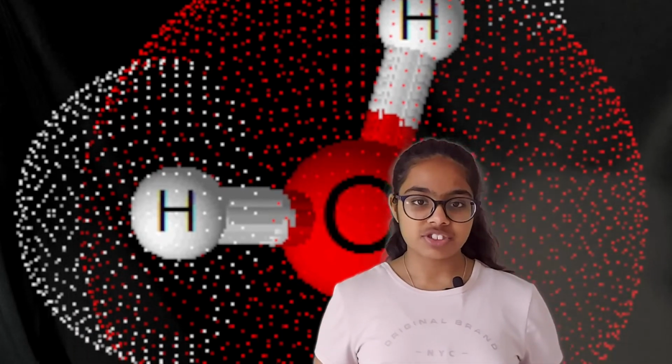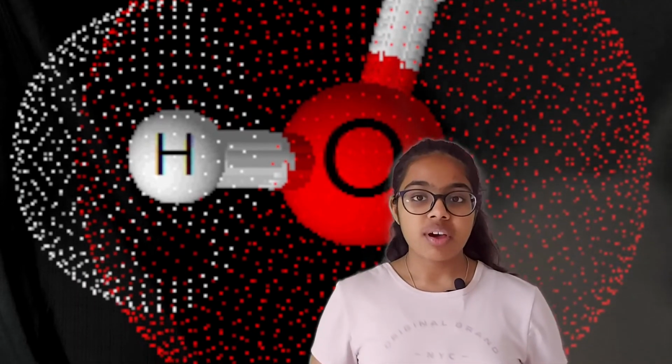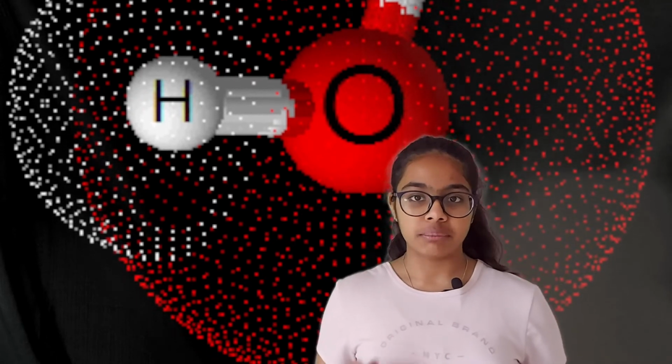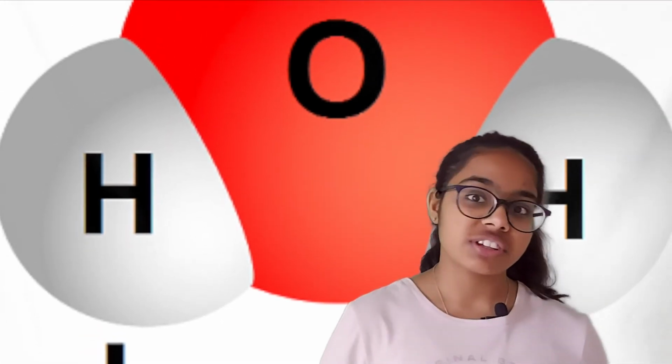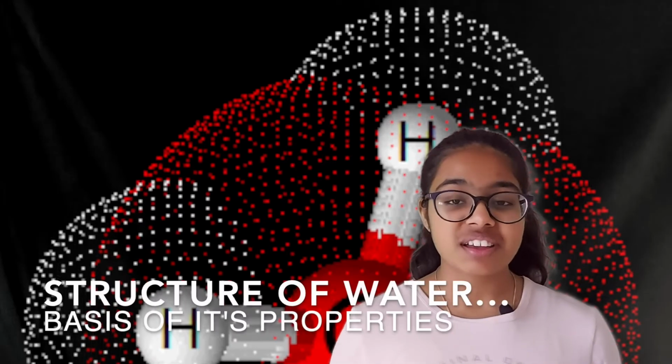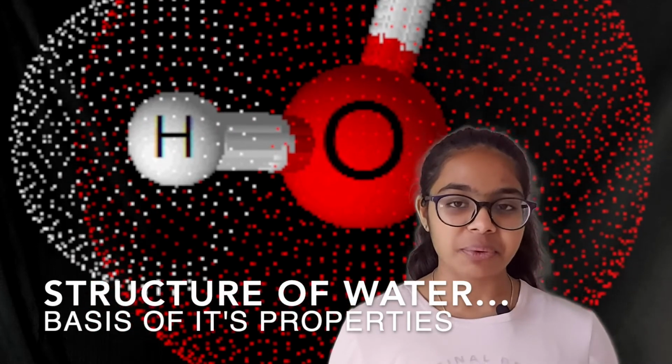Oxygen pulls shared electrons more strongly than hydrogen, thus water has a polar covalent bond. As a result, oxygen is slightly negatively charged and the hydrogens are slightly positively charged. The structure of water is the basis of its unusual properties. Let's explore them.